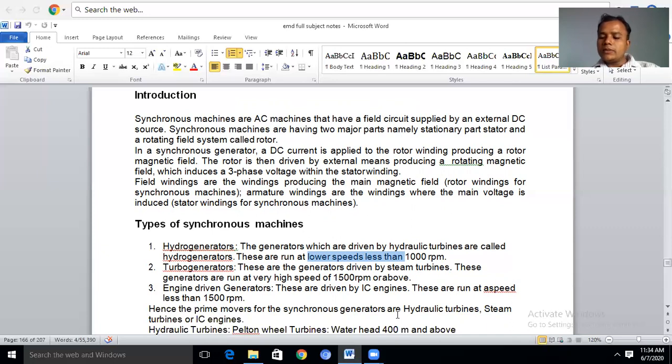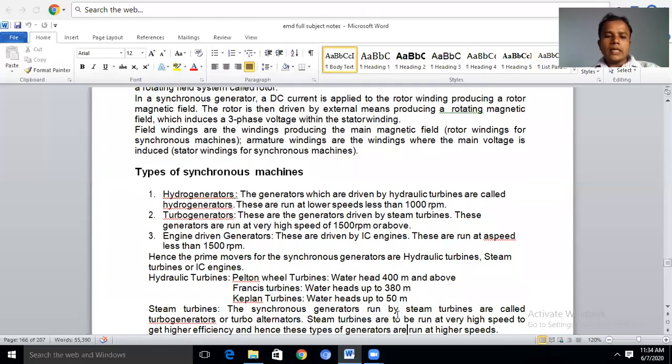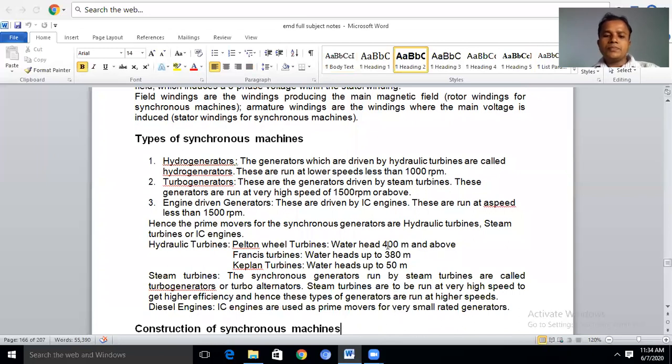Whatever the synchronous generator is, it is coupled with a particular prime mover. The prime mover has to rotate, and hence the synchronous generator will rotate. The prime movers we generally use are hydraulic turbines, steam turbines, or sometimes IC engines. Hydraulic turbines include the Pelton wheel turbine, Francis turbine and Kaplan turbine. The synchronous generators run by steam turbines are called turbo generators or turbo alternators.